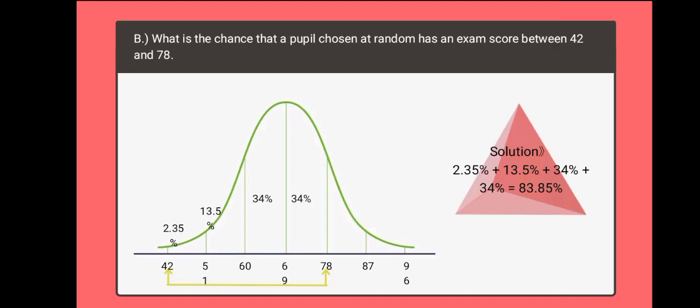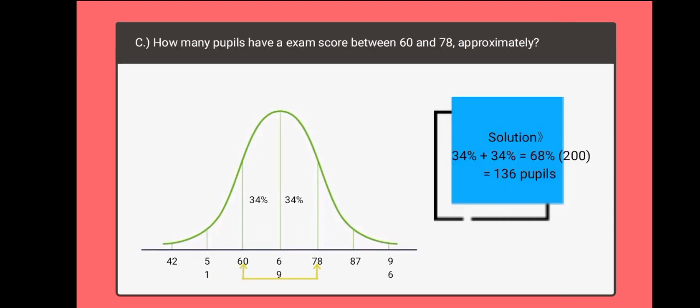Next is the second example. What is the chance that a pupil chosen at random has an exam score between 42 and 78? Just like a while ago, but now it's between 42 and 78. The corresponding values included inside 42 and 78 must be added together to get the final answer. So, 2.35% plus 13.5% plus 34% plus 34% is equal to 83.85%.